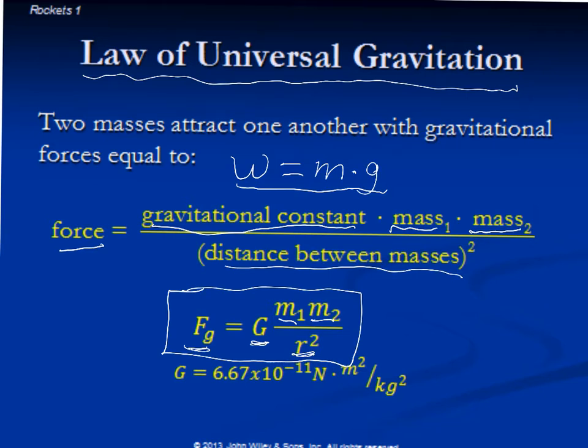So G is a universal constant, the best that we understand for the way the universe was created by God, and that G value is equal to 6.67 times 10 to the negative 11th newtons times meters squared per kilogram squared. Those units look weird, but what they do when you plug it into this equation gives you newtons for the force. All right, so again, this quantifies the natural attractive force between any two masses.